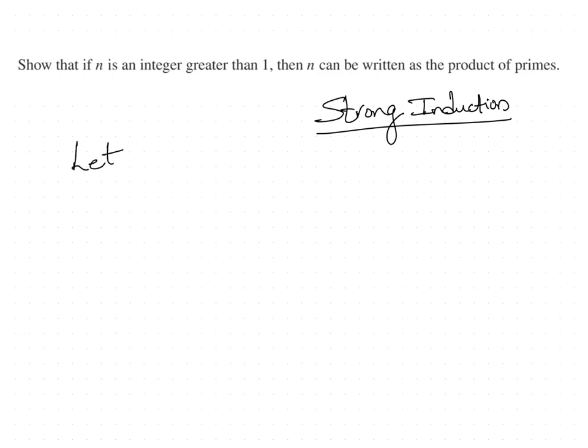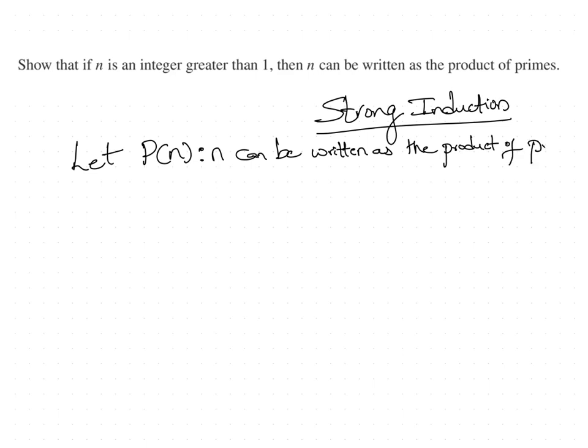Let P of n denote that n can be written as the product of primes. Okay, and given the condition n is an integer and greater than 1. As n is greater than 1, what is the initial value of n? The initial value of n is 2, right? Initial value.